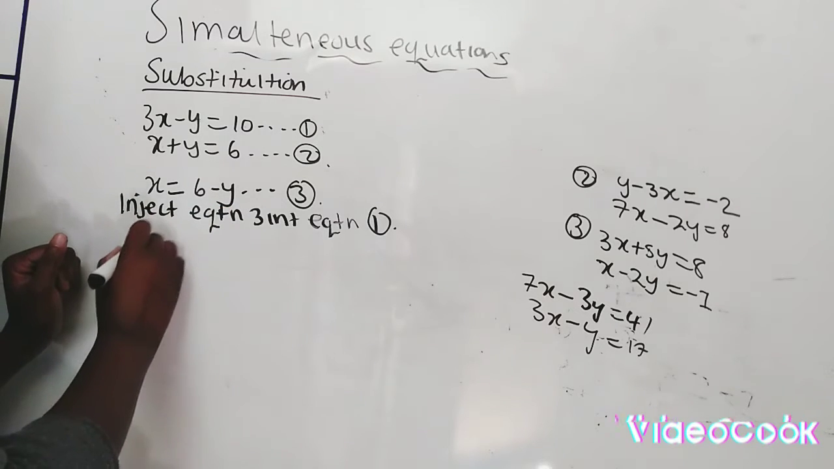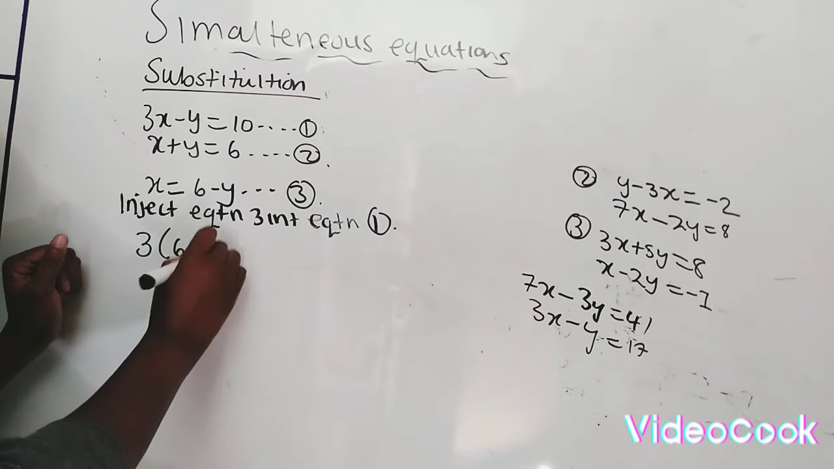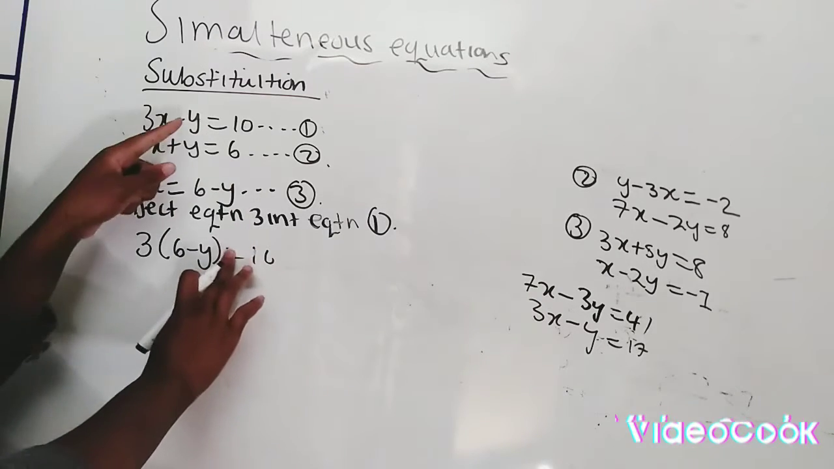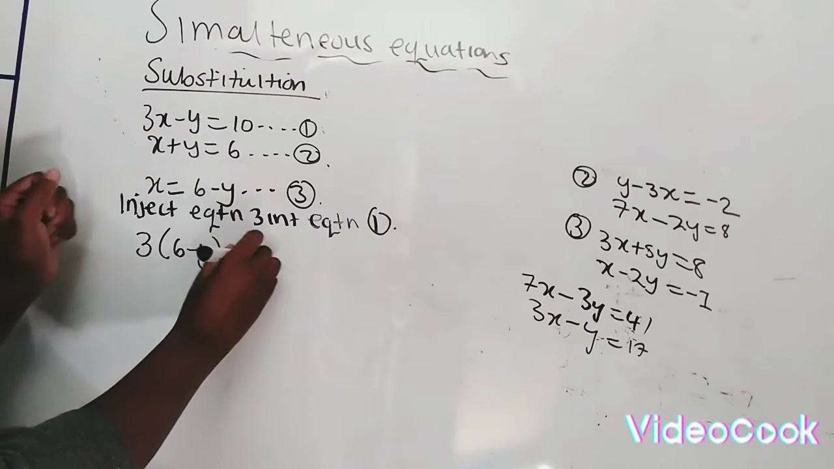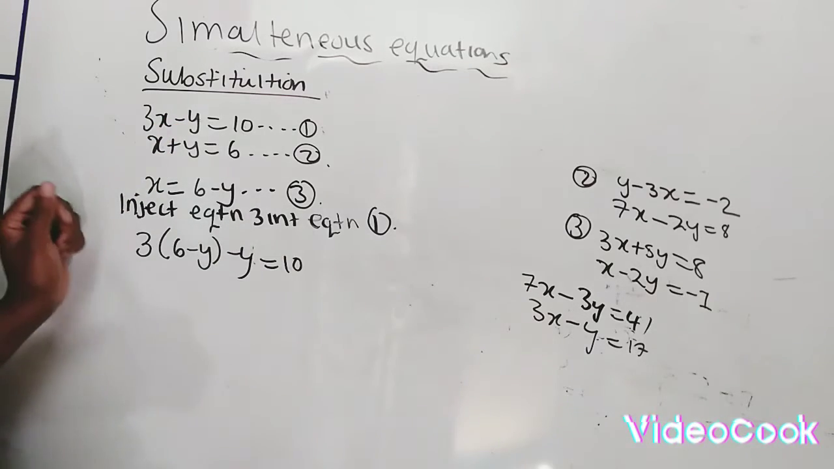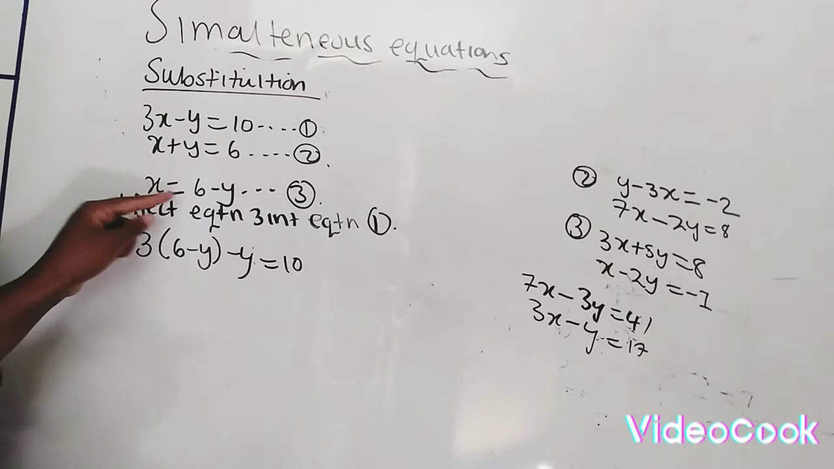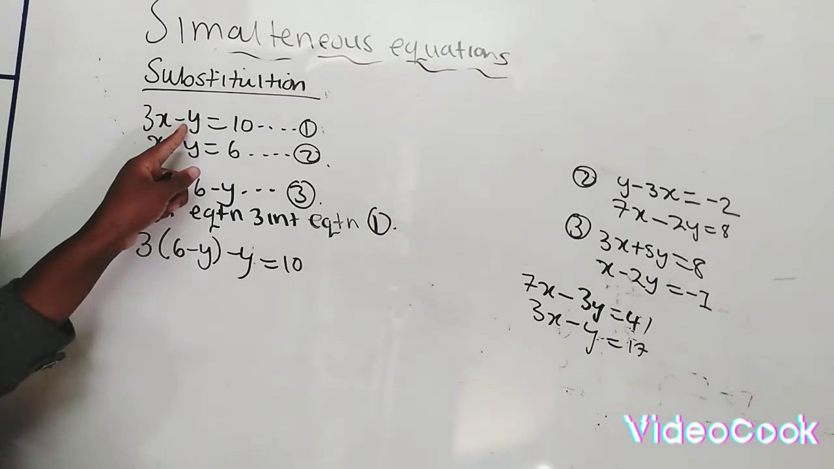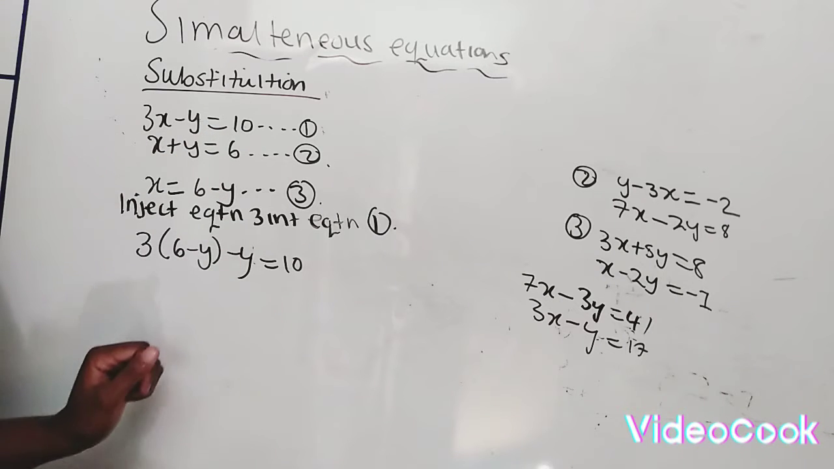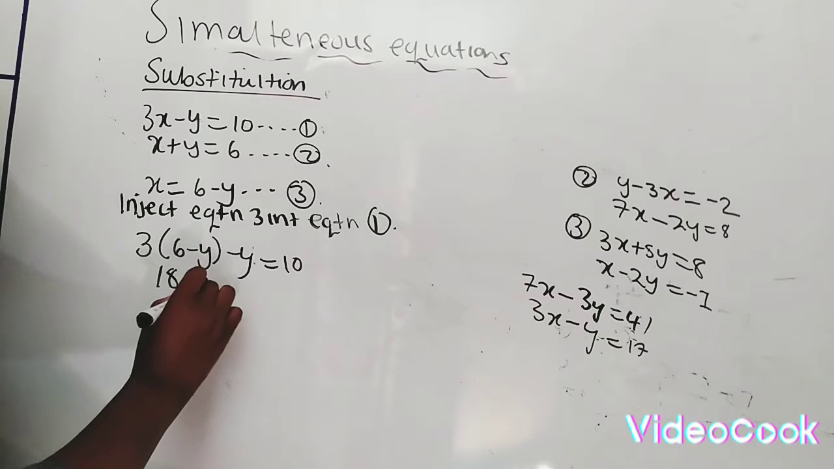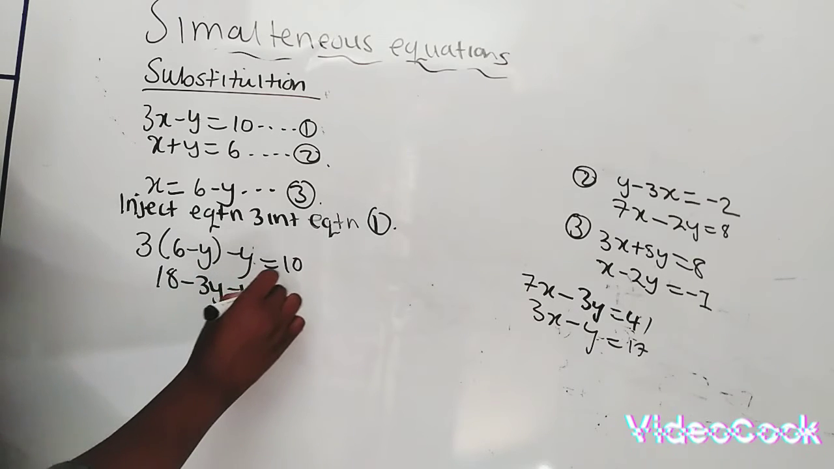So it's actually going to be 3 open brackets, 6 minus y, minus y from the equation, is equal to 10. In place of x, we just wrote 6 minus y. So 3 open bracket, 6 minus y, minus that y is equal to 10. Now let's expand this bracket. We are going to get 18 minus 3y minus y is equal to 10.